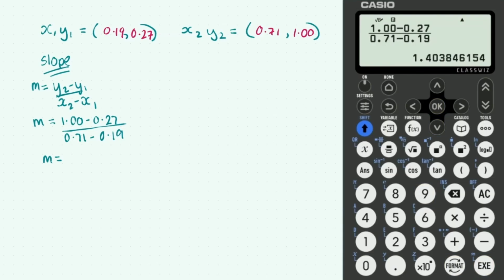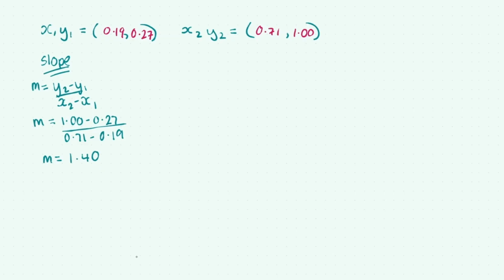So then we get an answer. So the slope is 1.404. Just a reminder there that this is the slope, it is not the kilograms. Now we have the slope, but we need to see how it relates to the mass.